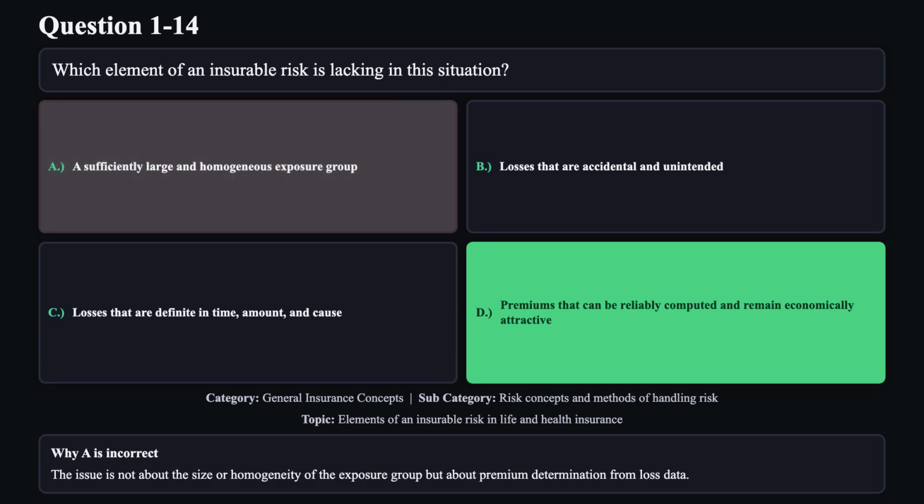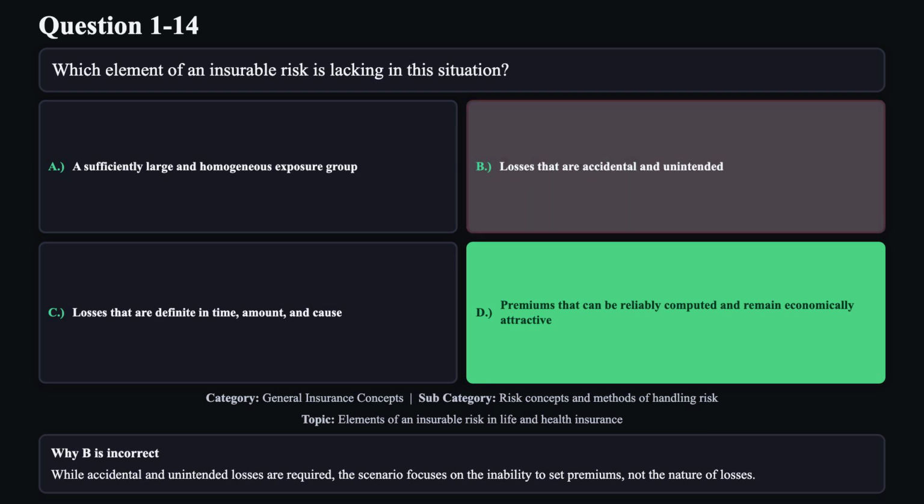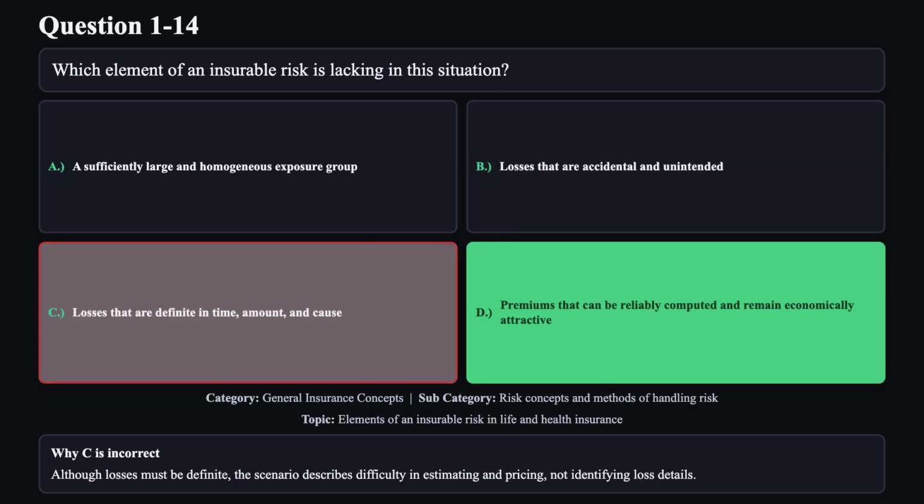Reason A is not correct. The issue is not about the size or homogeneity of the exposure group, but about premium determination from loss data. Reason B is not correct. While accidental and unintended losses are required, the scenario focuses on the inability to set premiums, not the nature of losses. Reason C is not correct. Although losses must be definite, the scenario describes difficulty in estimating and pricing, not identifying loss details.